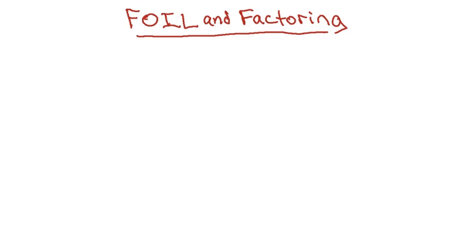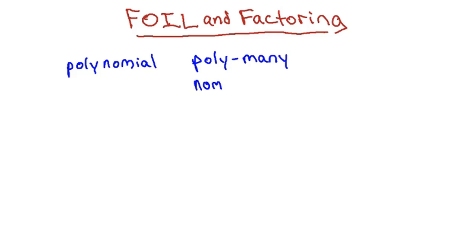Hi, so we need to go over factoring polynomials. And polynomials, don't be scared of the long word. A polynomial: poly means many, and nomial is a numbers group.